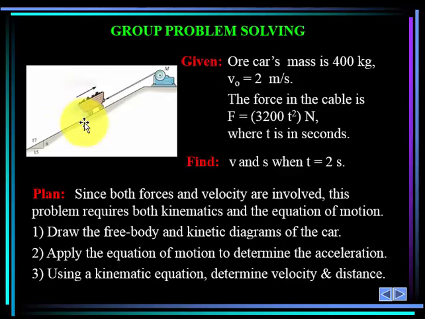Next problem, very similar, but we're putting wheels on the problem. We have an ore cart with a mass of 400 kilograms. It has a starting velocity of 2 meters per second. We know the force in the cable is going to vary with time. That force is 3,200 times time squared, force in newtons, time in seconds. We want to find the velocity and the position of the cart when time is 2 seconds.